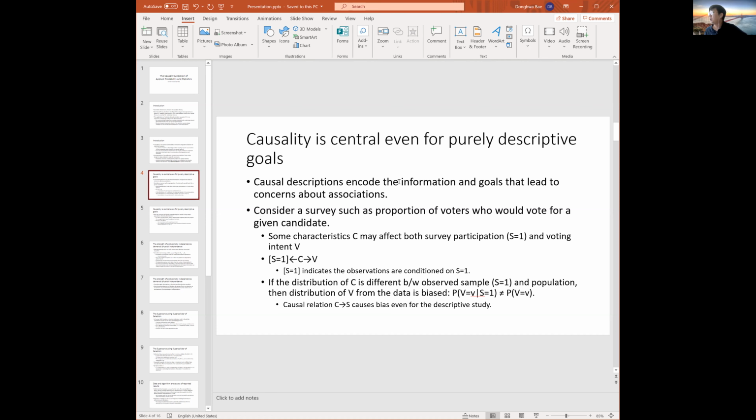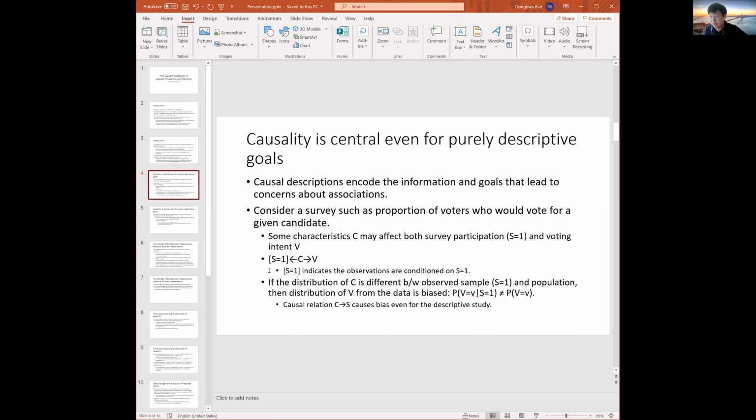If that characteristic affects both survey participation and the voters' preference for the candidates, then it may cause biases of the voting patterns in the samples, which then do not represent the real, unbiased voting preference in the population.